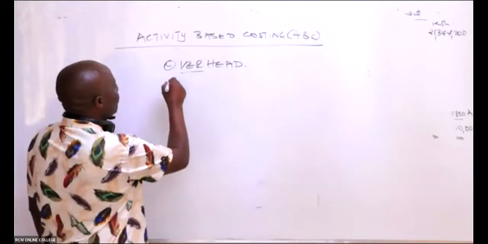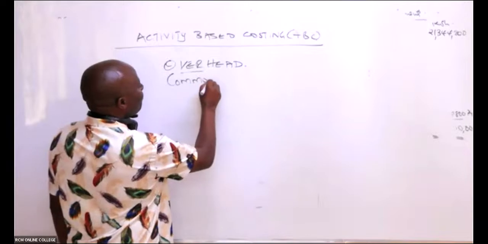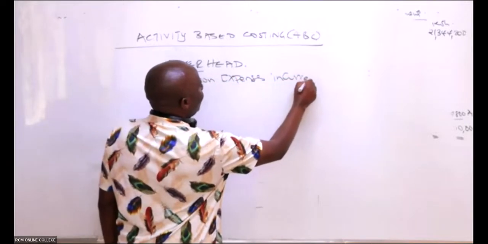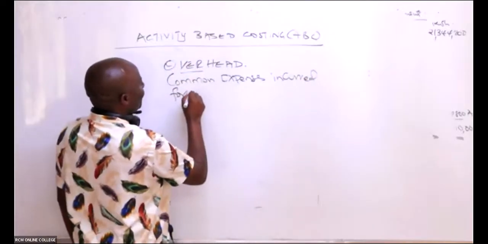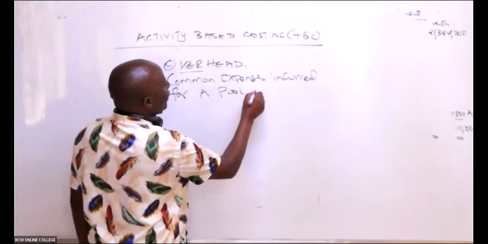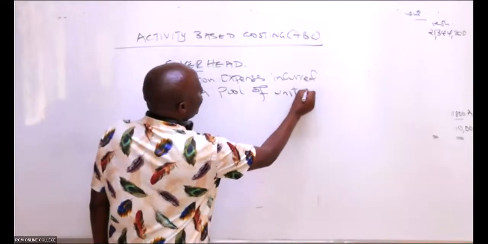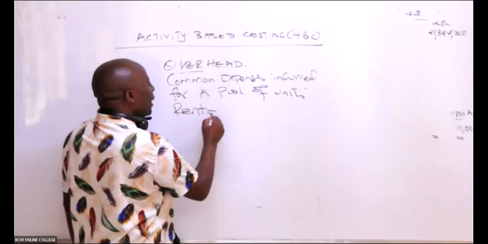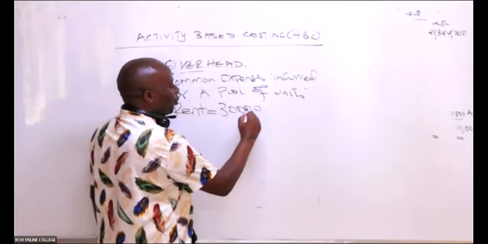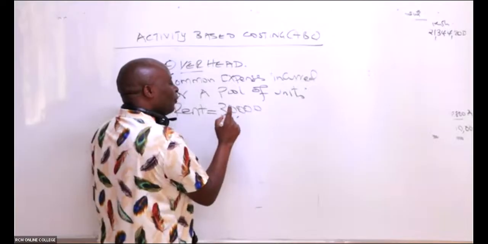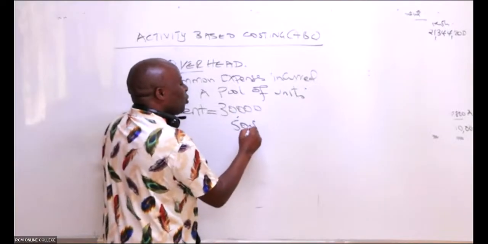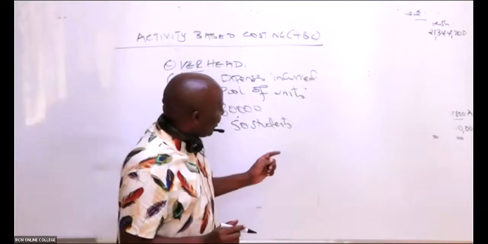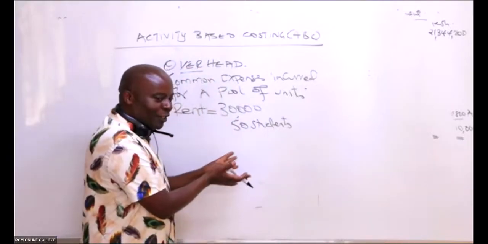They are common expenses incurred for the benefit of many units, for a pool of units. They could be 100 units. So for example, when we pay rent of say 30,000 for this room, and we are paying this for 50 students to be comfortable, the room can accommodate like 50 students. So you see the rent paid here, 30,000, is common for the 50 students.